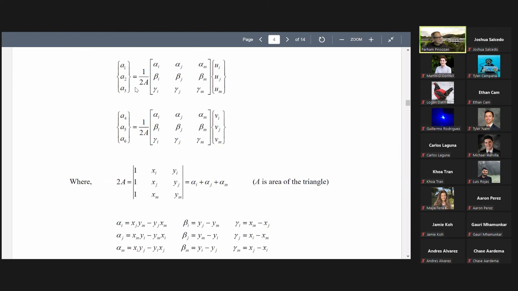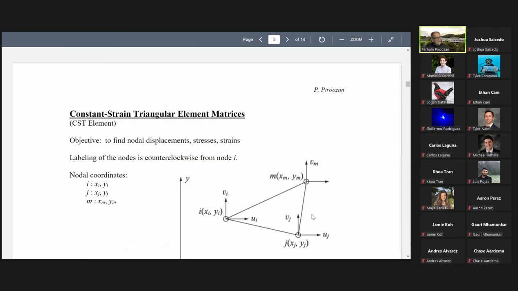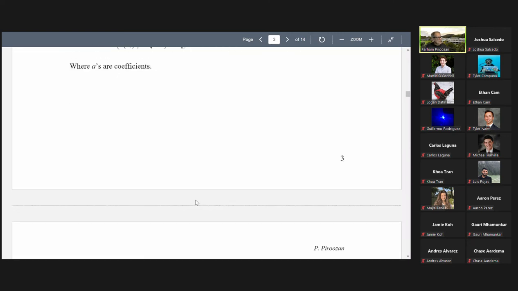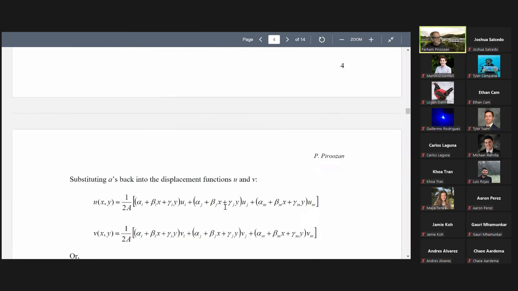And this 2A, you see 2A here. A is the area of this triangle. The area is given by this. Twice the area is actually the determinant of this, which is the same as alpha I plus alpha J plus alpha M. So these are all just parameters, alpha, beta, gamma. If you open, for example, FEMAP, you see the same; they call them alpha I, alpha J, alpha M. So these parameters are programmed, they follow the same.